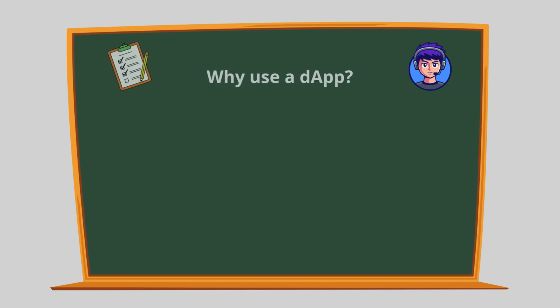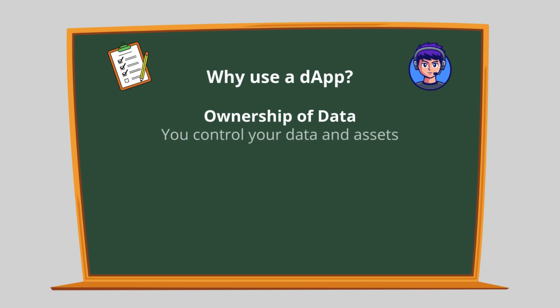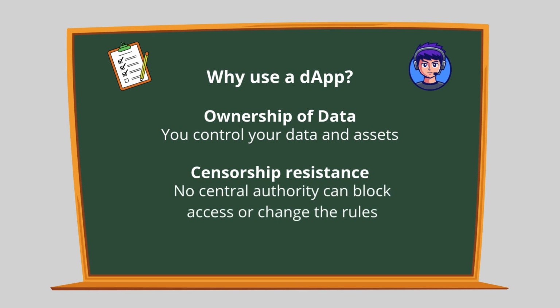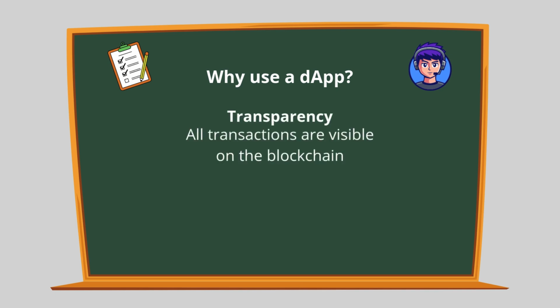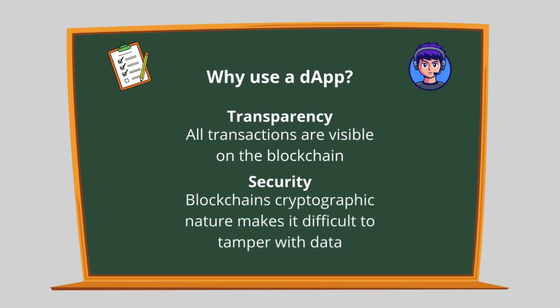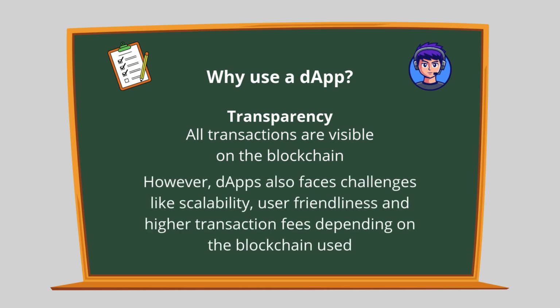People use dApps for several reasons, such as ownership of data. You control your data and assets. Censorship resistance. No central authority can block access or change the rules. Transparency. All transactions are visible on the blockchain. Security. Blockchain's cryptographic nature makes it difficult to tamper with data. However, dApps also face challenges like scalability, user-friendliness, and higher transaction fees depending on the blockchain used.